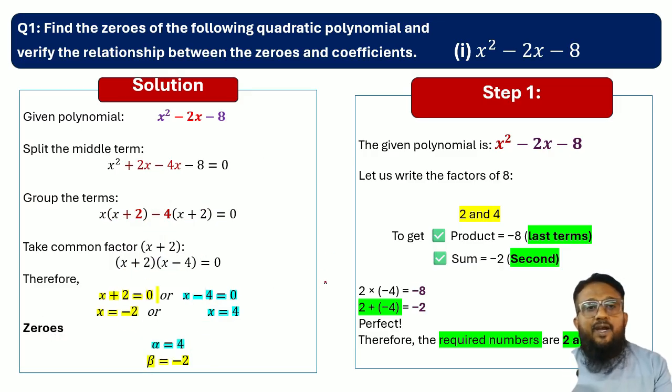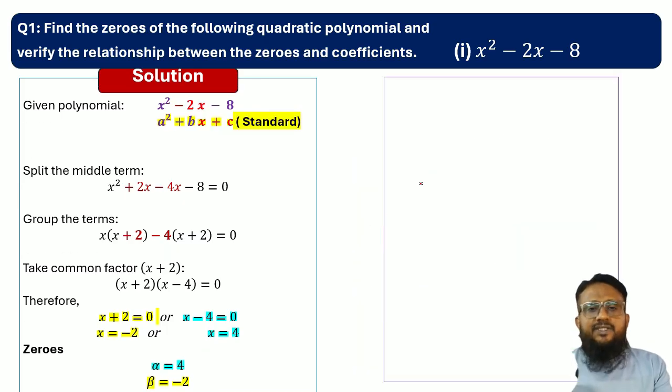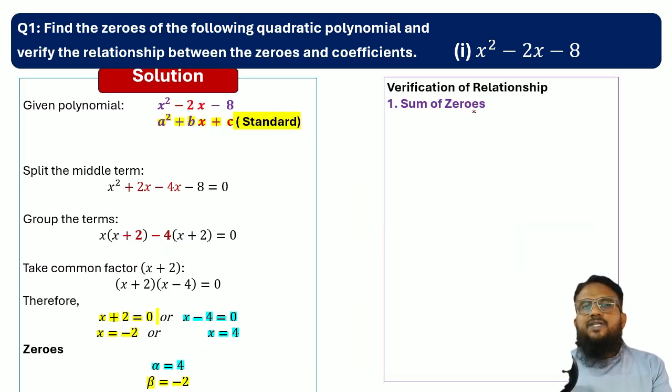Students, what you have done: you took the product and factors. With the help of product and factors, you found the required numbers. With the help of the required numbers, you split the middle term and found alpha and beta. The next step is to verify the relationship, sum of zeros. Students, you see this: alpha plus beta equals minus b divided by a. The standard form is ax square plus bx plus c. So what is the b value? The b value is minus 2.